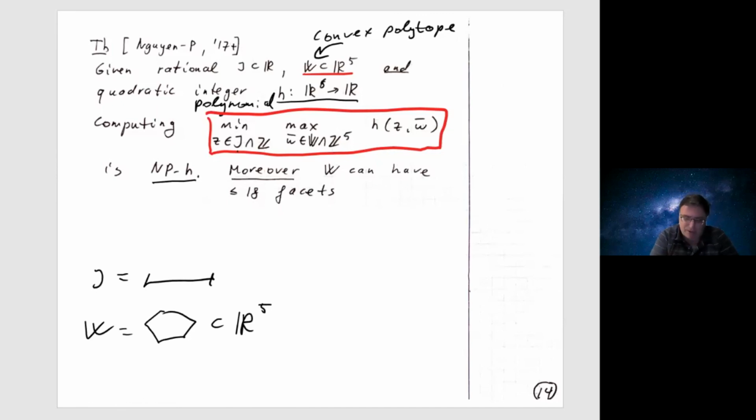And yet you can get this polytope to have only 18 facets. You don't need that many facets, and the whole problem is going to be NP-hard. So this is sort of similar and sort of different to many results that you would know.